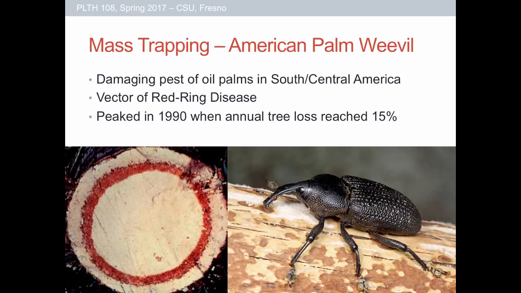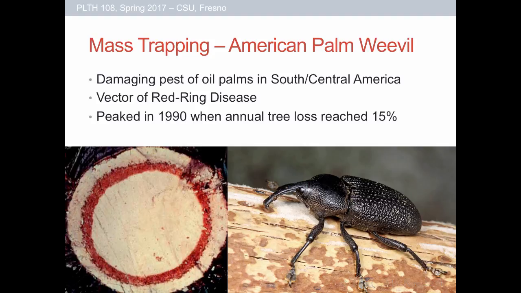So an example of this being used successfully was with the American palm weevil. This is a big pest in South and Central America. They've recently shown up in Southern California as well, where they cause trouble to palm trees in people's yards and the like. But in South America, they're a huge problem because there are these large palm plantations where they're raising massive amounts of palm oil.